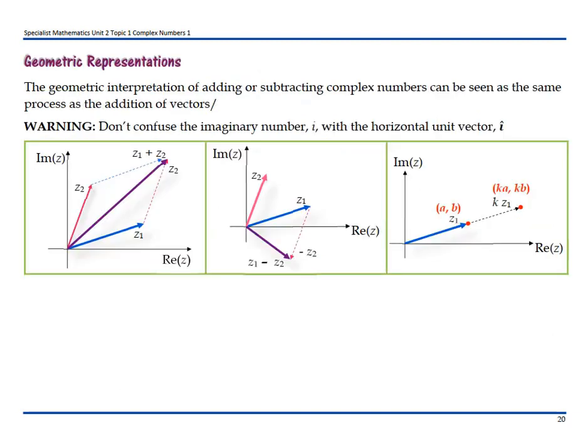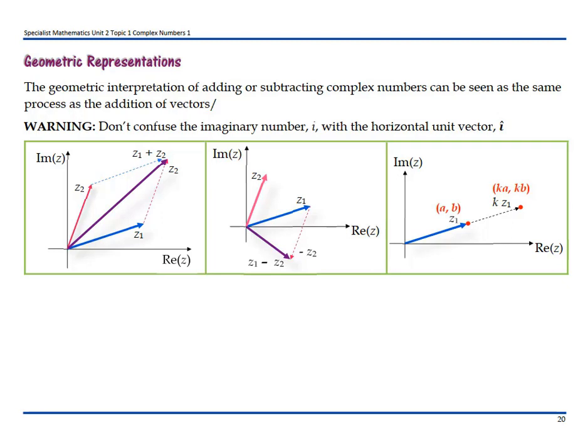Now, geometric representations. The geometric interpretation of adding or subtracting complex numbers can be seen as the same process as the addition of vectors. Now, warning, don't confuse the imaginary number i with the horizontal unit vector. Okay, so be careful with that.